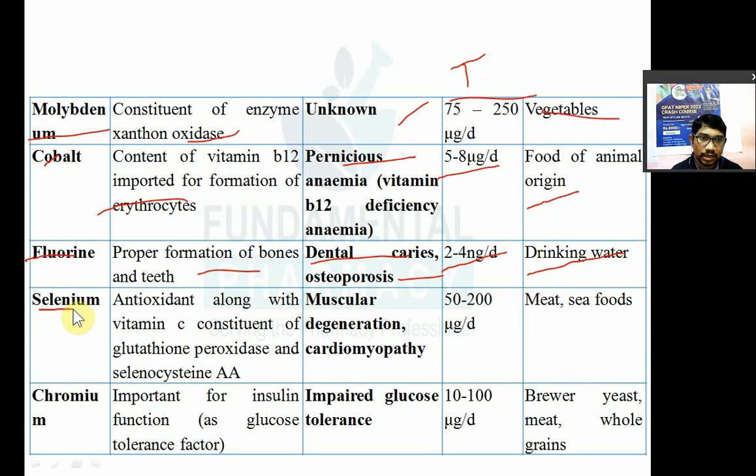Selenium, important होता है selenium. It is an antioxidant along with vitamin C. Also it constitutes the glutathione peroxidase enzyme and the selenocysteine amino acid. Selenocysteine amino acid क्या होता है? Anybody? मालूम है आपको? Can anyone tell me what the selenocysteine amino acid is?